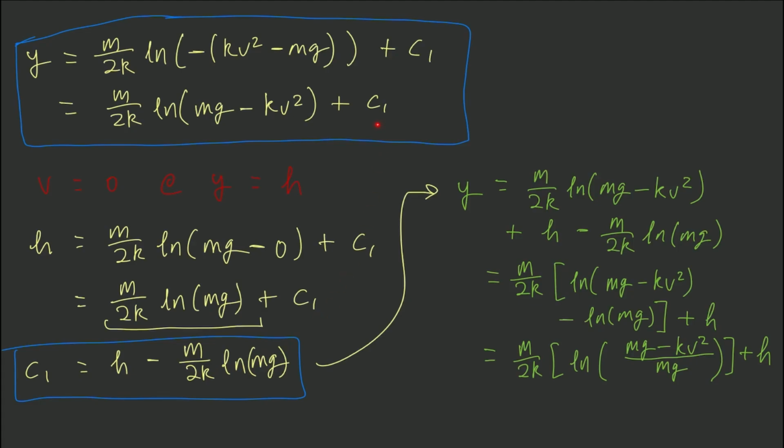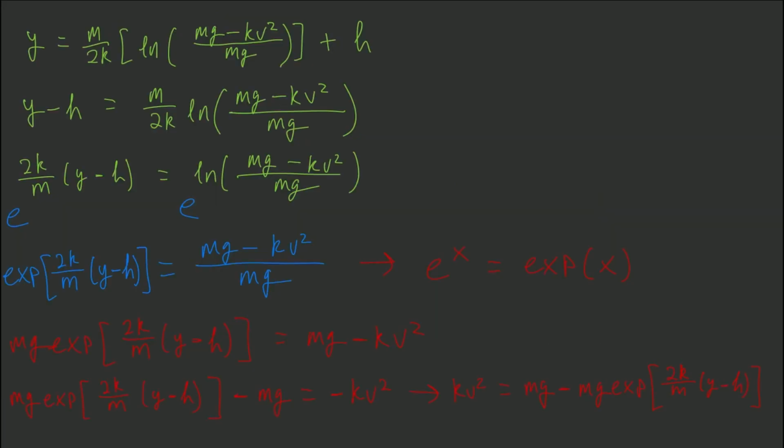Plug this c1 back into the original expression right here. We'll get y equals m over 2k times the natural log of mg minus kv squared plus h minus m over 2k times the natural log of mg. You could do some algebra here, simplify, pull out the m over 2k term, and you'll get this relatively simple expression. Okay, so now that we've done some algebra, we're very close to being able to create our target function v equals v of y, where v is the dependent variable and y is the independent variable, such that if the position of the object is given to us at some point in the object's travel, we can calculate the velocity of the object at that point.